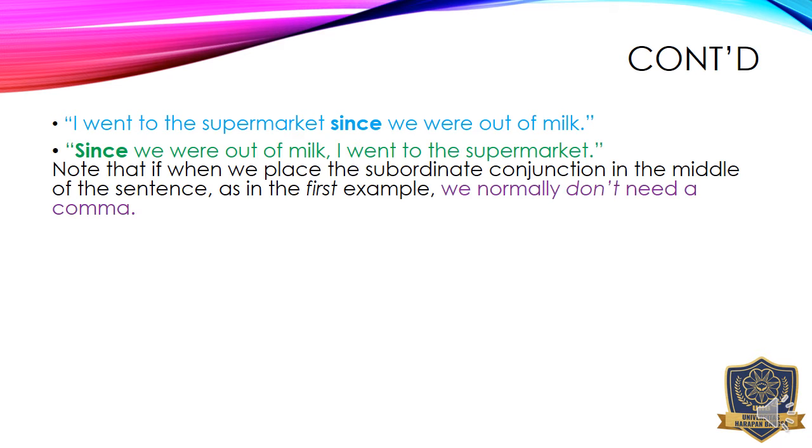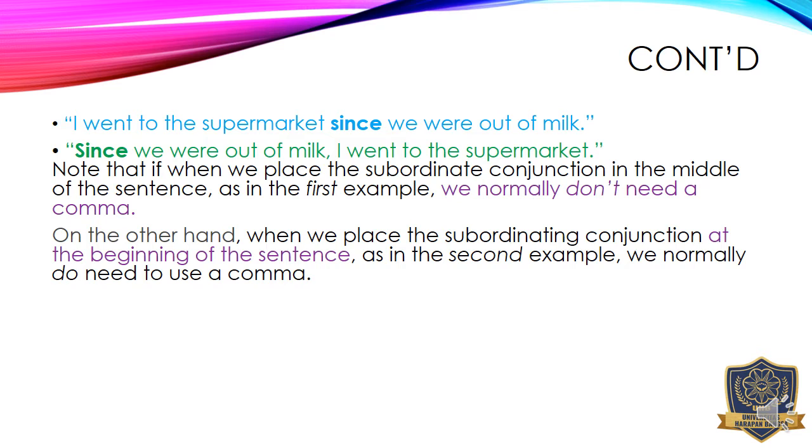Note that when we place the subordinating conjunction in the middle of the sentence, as in the first example, we normally don't need a comma. Please take a look at the first sentence. I went to the supermarket since we were out of milk. Do you notice there is a comma? No, there isn't any.